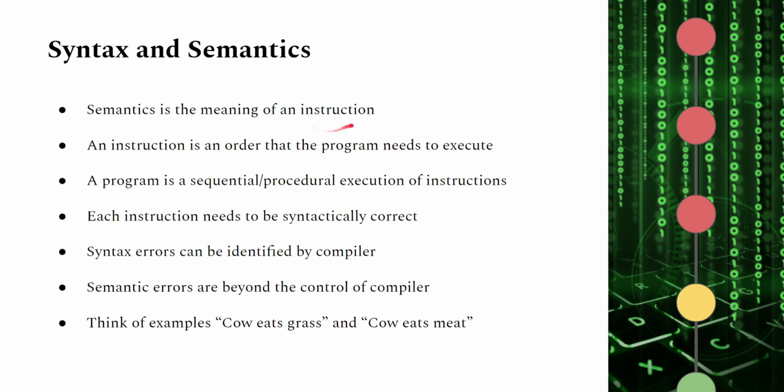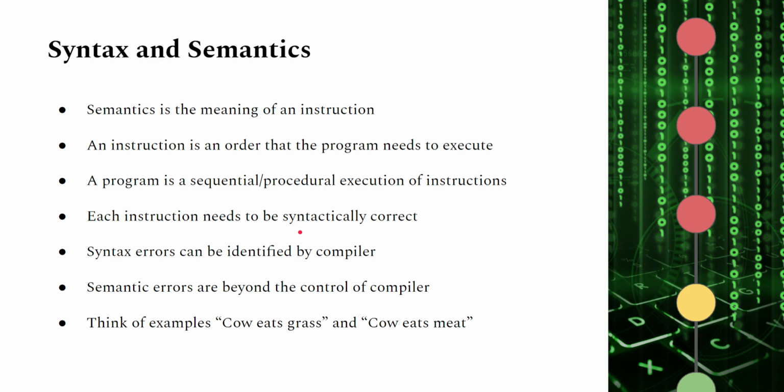So this is an explanation of what I said about instruction. An instruction is an order that a program needs to execute. A program is a sequential or procedural execution of instructions. Gentle reminder, we are learning about procedural programming languages in this course. So a program is a sequential or procedural execution of instructions. As you can see, step by step we are expressing different terms. Now each instruction needs to be syntactically correct.